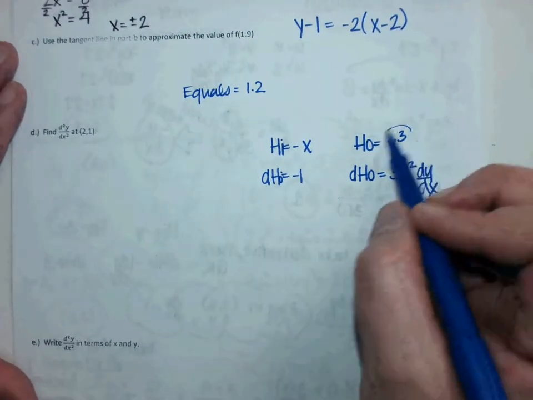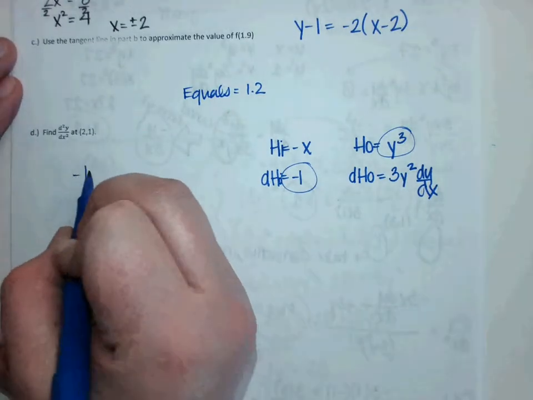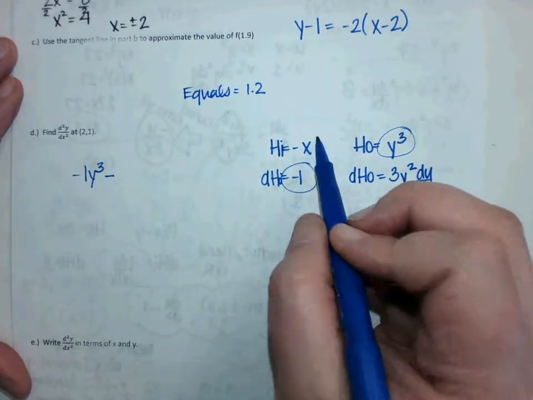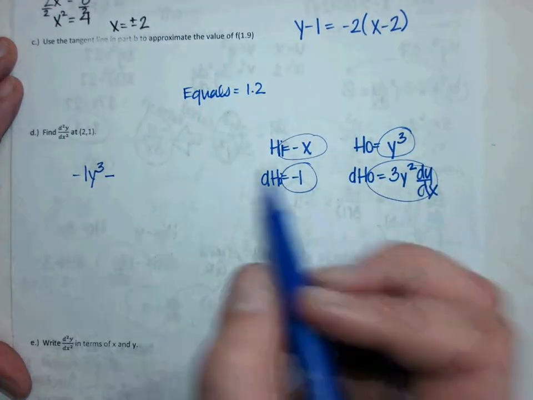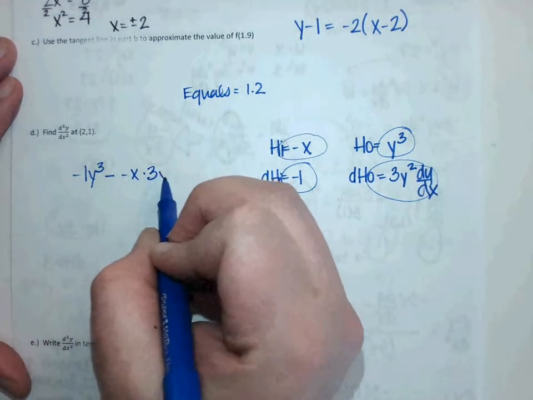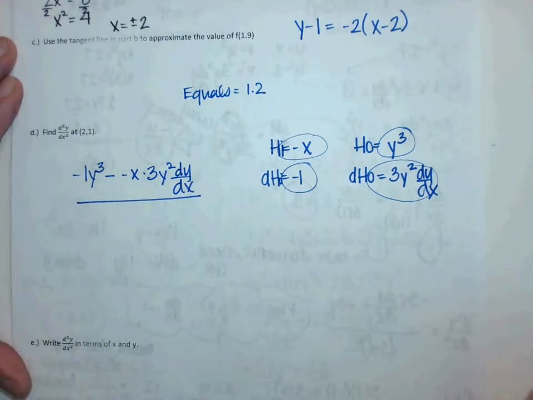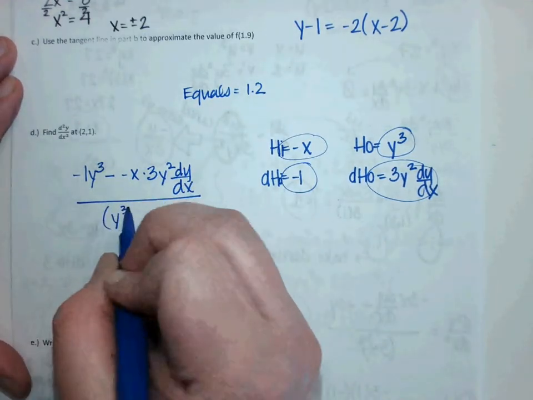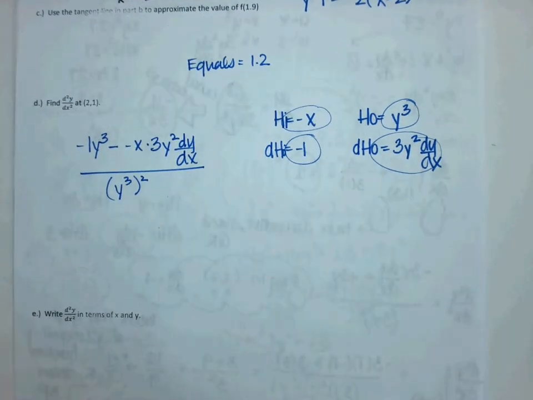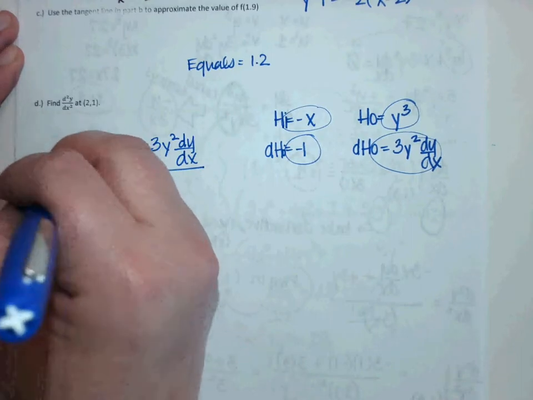So this guy goes first. Multiply those together, what do you get? Negative y cubed. Negative 1 y cubed minus. Then I need high d ho. So that'd be negative x times 3y squared dy/dx over ho squared, which is y cubed squared. Okay, then from there, that is d squared y dx squared at any point.